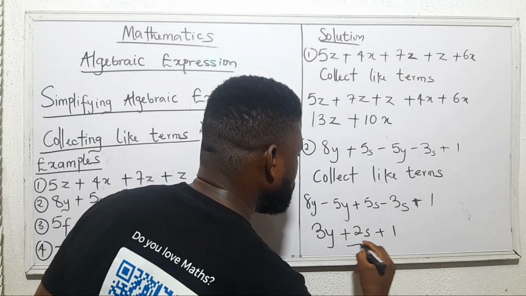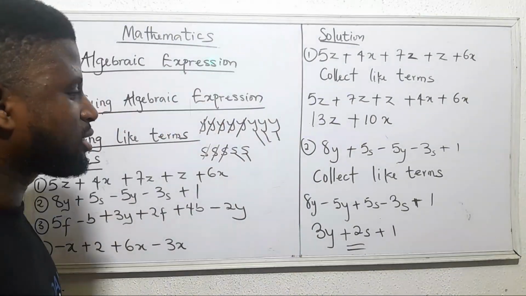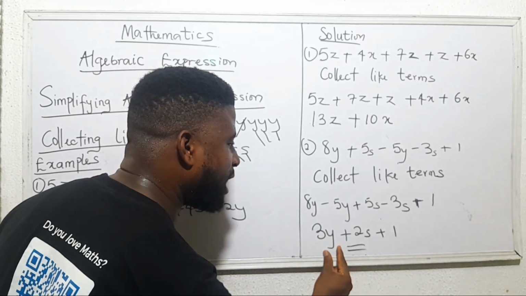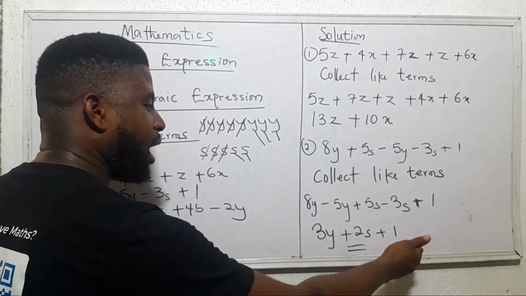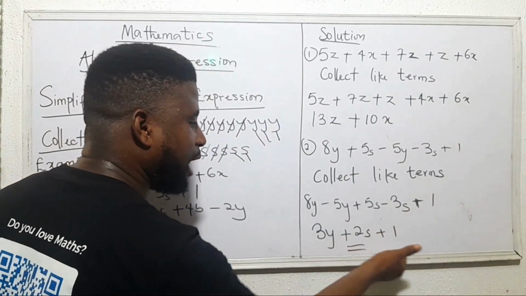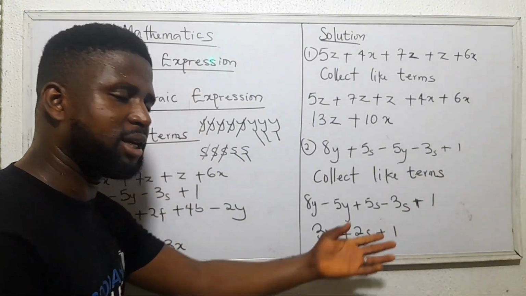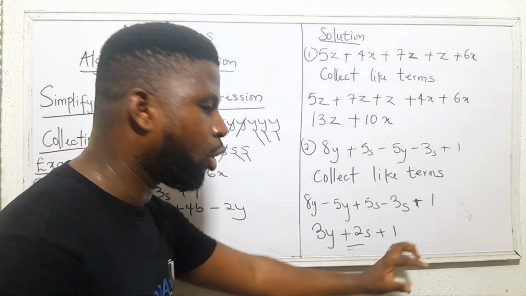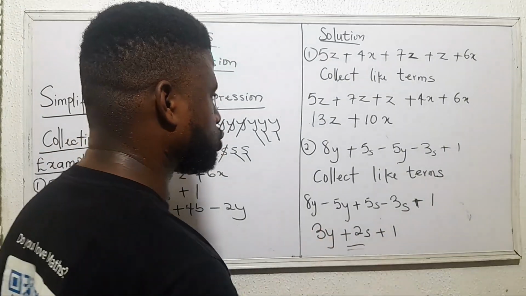It's a constant. This is our answer, because at this point we have variable y, variable s, constant 1. They are not like, so we cannot simplify them, we can't add them. They are all unlike terms, and this will be our result.